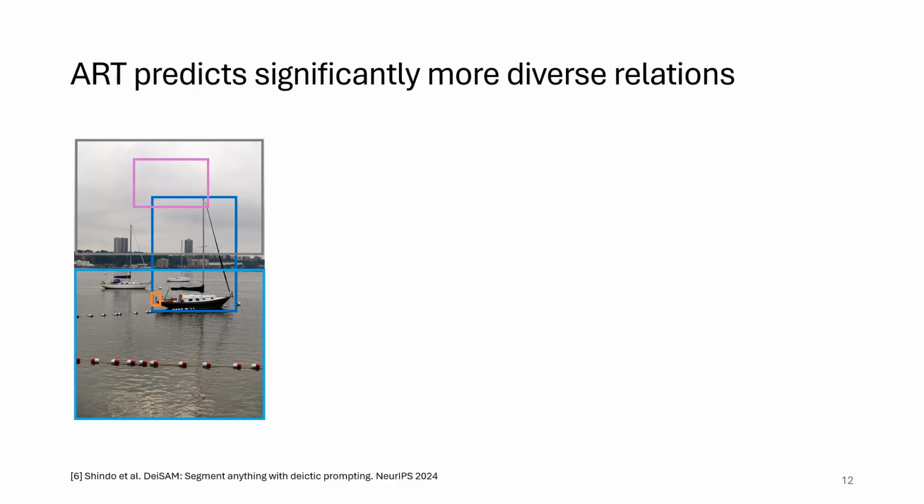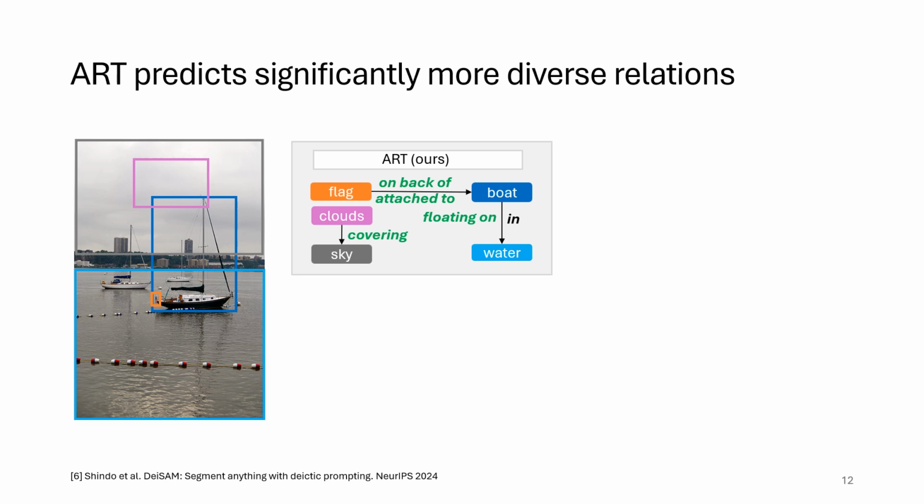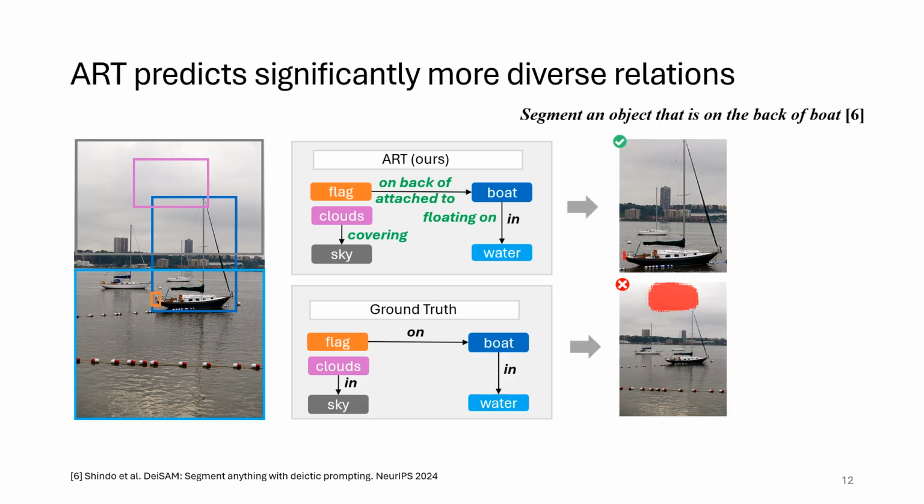Coming back to our intro figure, ART predicts detailed, context-rich relationships unlike the ground truth, thus enhancing downstream reasoning.